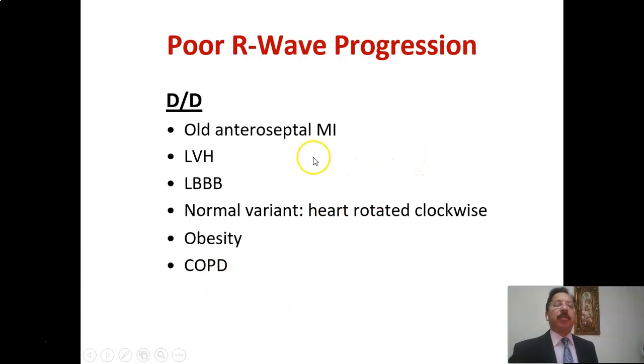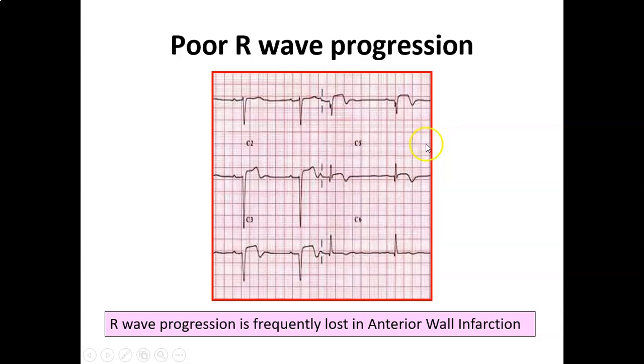One is the anteroseptal myocardial infarction, left ventricular hypertrophy, bundle branch block, it may be a normal finding, obesity and chronic obstructive airway disease.